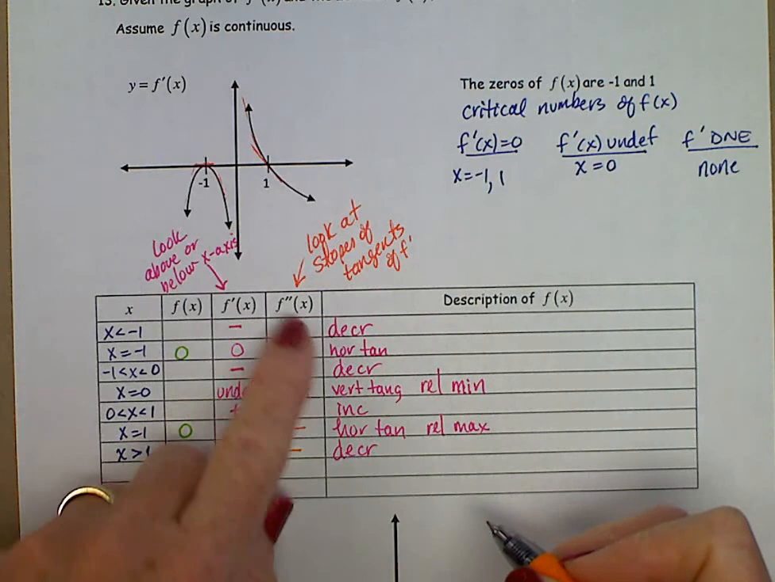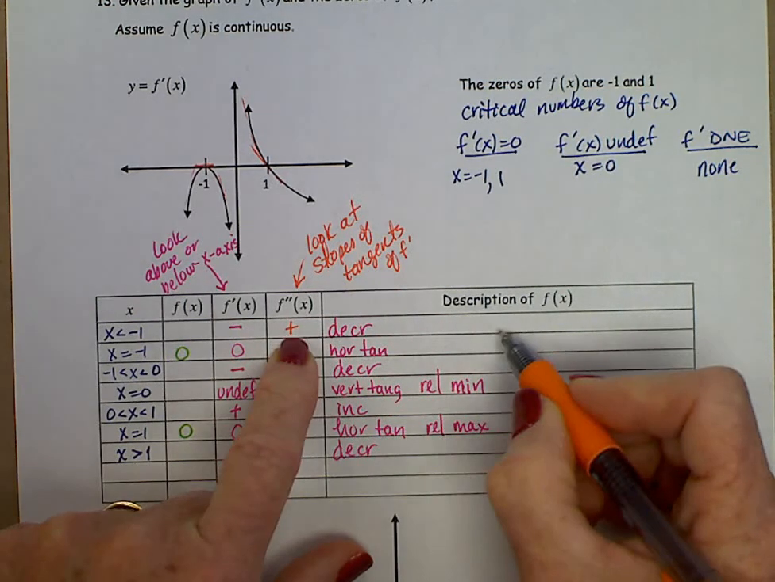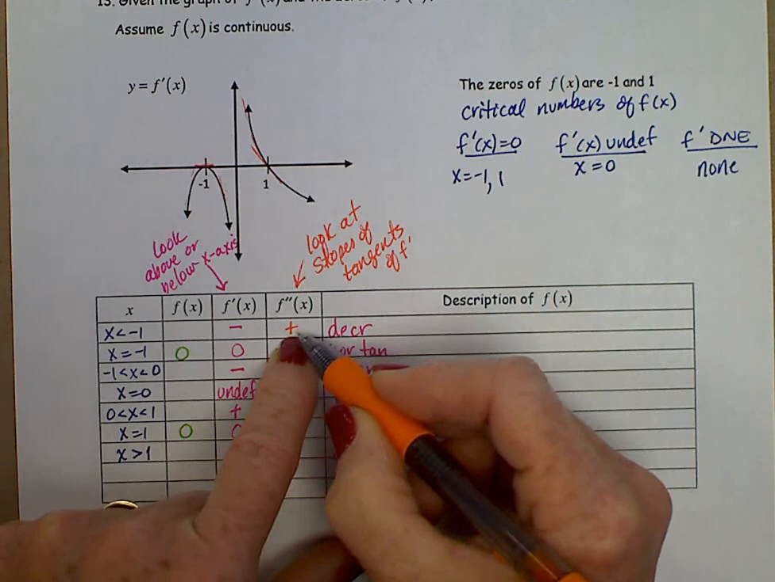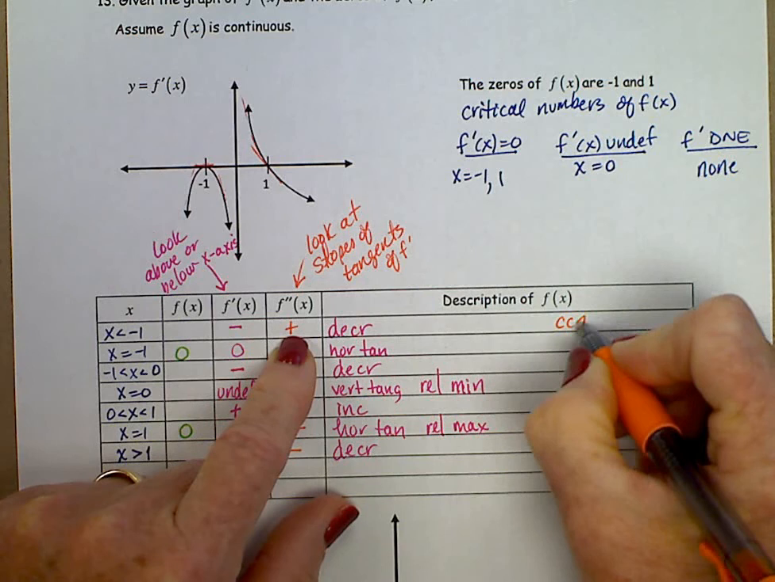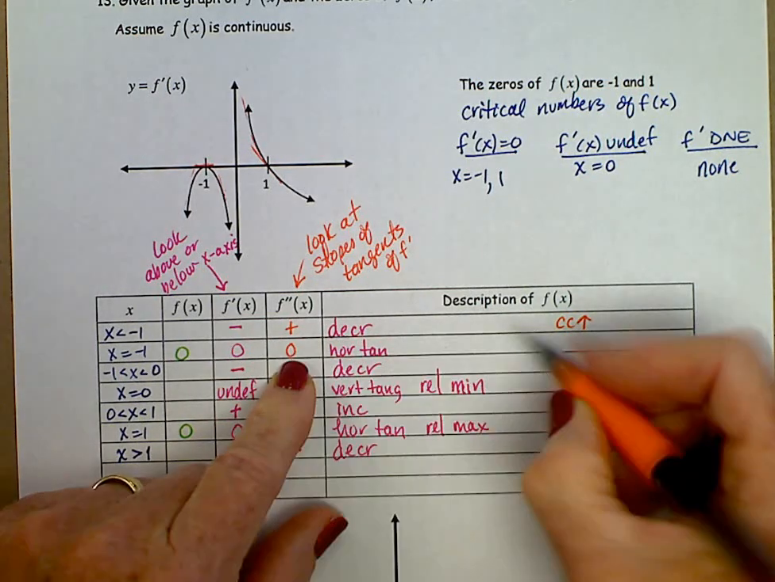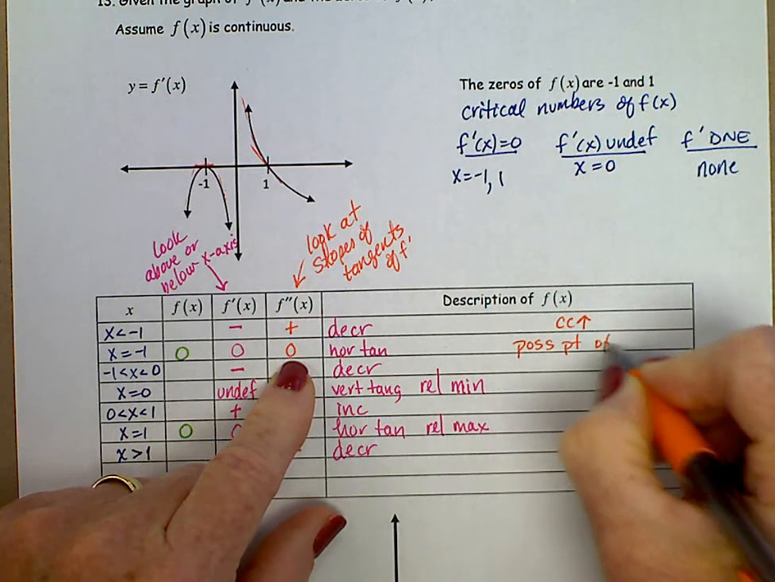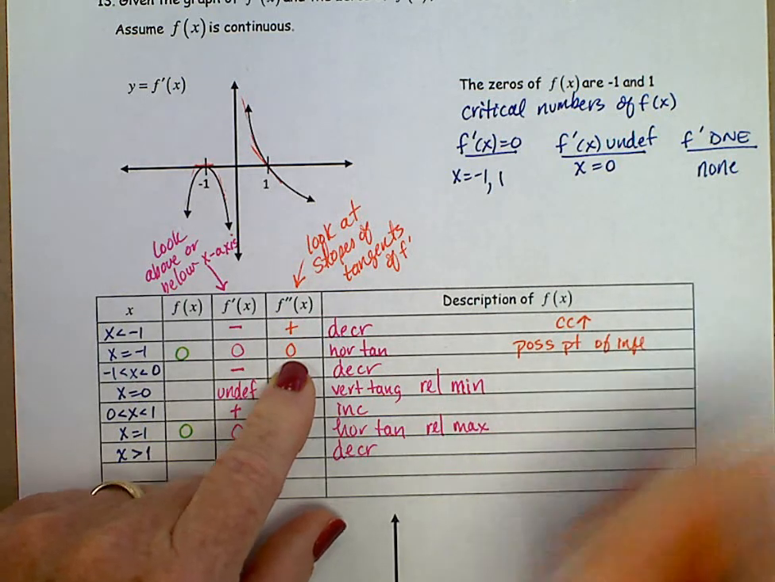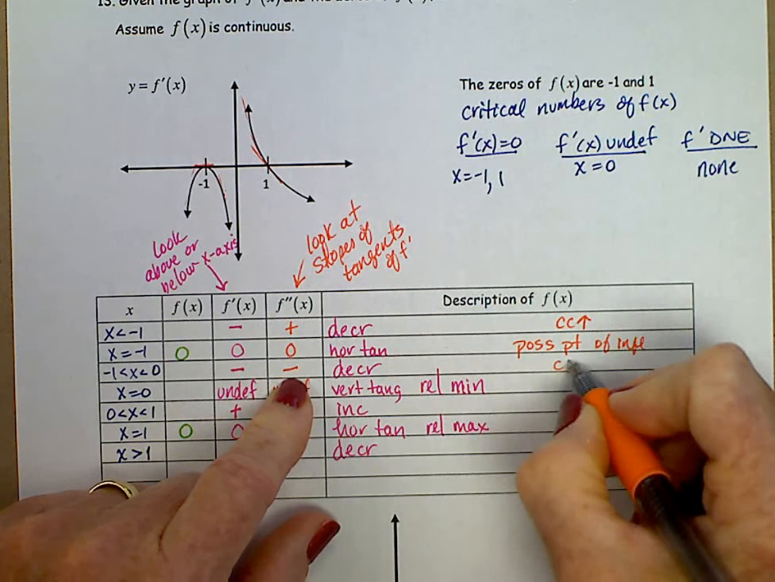Now we'll write descriptions for f double prime. When f double prime is positive, then f of x is concave up. When f double prime is 0, we have a possible point of inflection. When f double prime is negative, f of x is concave down.